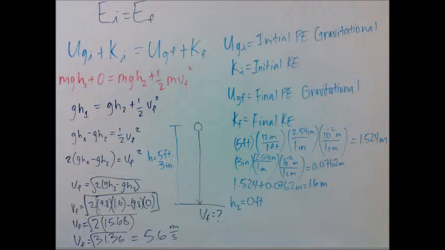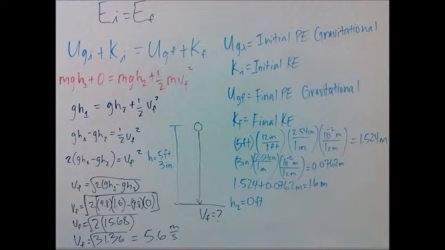UGI and KI is the total initial energy, and UGF and KF is the total final energy. UGI is the initial gravitational potential energy, labeled mgh1, and Ki is the initial kinetic energy, labeled 0. Since it is at rest, the initial velocity is 0. Plugging in the kinetic energy, 1/2 mv squared, would give you 0.